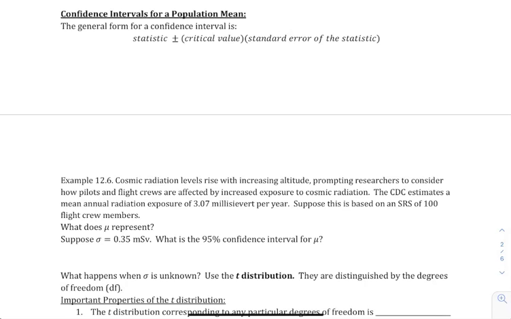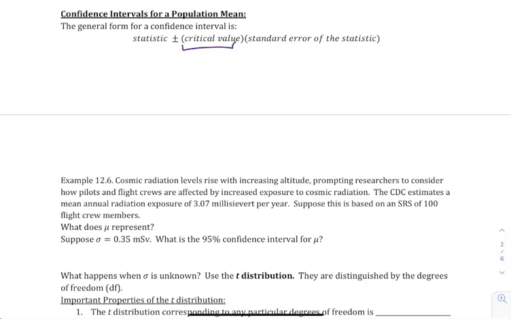Like in our study of proportions, we're going to find the confidence interval for a population mean. And it still has that same structure where you take the statistic, you add or subtract the critical value times the standard error of the statistic. Now, in our study of proportions, this critical value was always z, but here in just a moment, we're going to learn that when we're dealing with population means, we're typically going to have to use the t-distribution.